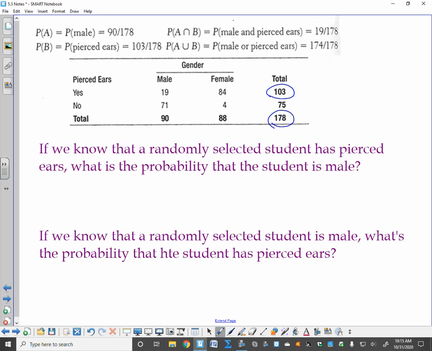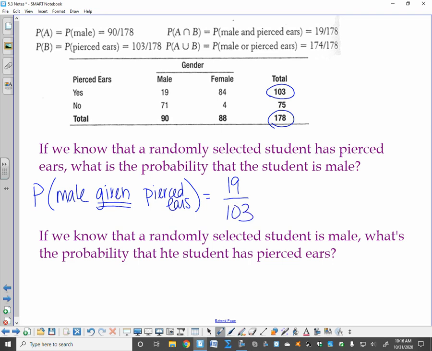So here's the stats part that you have to have. We are finding the probability that a student is male given, and that's the big word right there, given that they have pierced ears. Okay, so male, pierced ears, so that's going to be 19. Those are all my males that have pierced ears, but that's only out of 103.